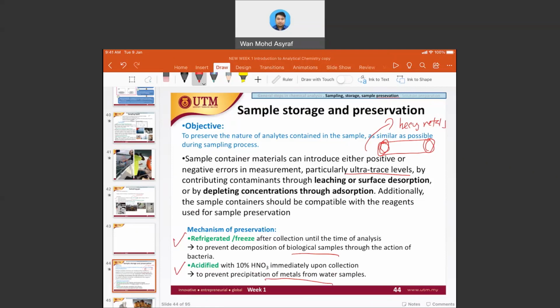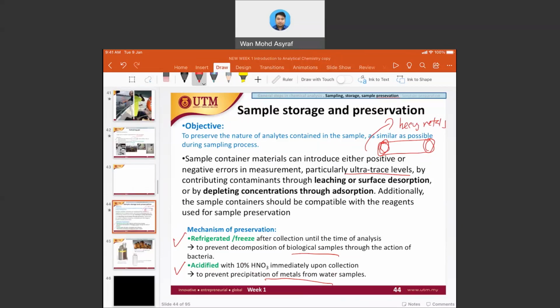When your heavy metals have precipitated, it means that your sample is not homogeneous anymore. We want your sample to be homogeneous. As what we have learned before, we need it to be homogeneous. We need it to be representative. If the heavy metals have precipitated, then your sample is not homogeneous anymore. So these are examples.